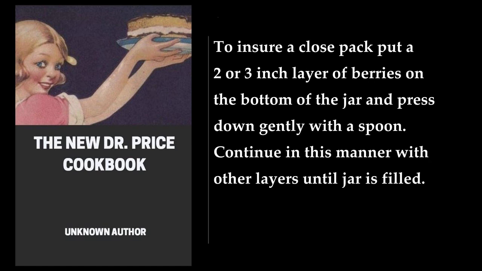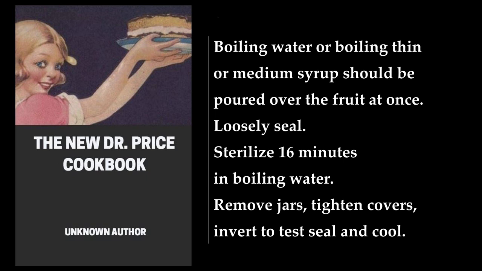To ensure a close pack, put a 2 or 3 inch layer of berries on the bottom of the jar and press down gently with a spoon. Continue in this manner with other layers until jar is filled. Boiling water or boiling thin or medium syrup should be poured over the fruit at once. Loosely seal. Sterilize 16 minutes in boiling water. Remove jars, tighten covers, invert to test seal and cool.